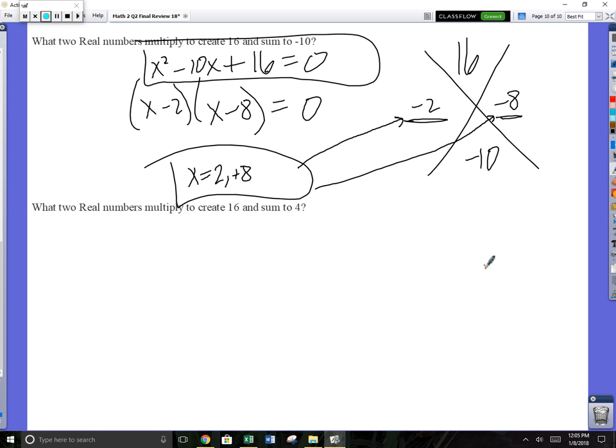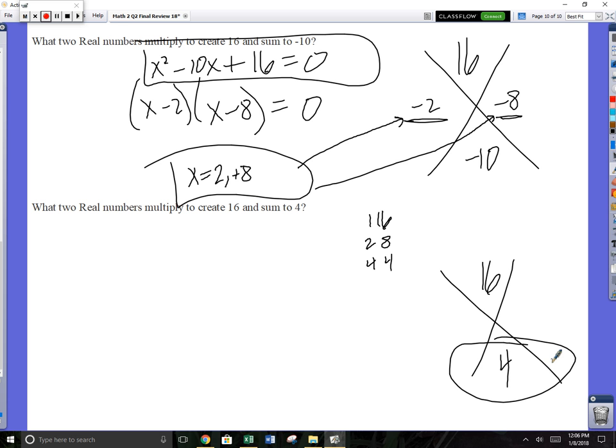Okay, so here we go. Let's try the bottom one, which is going to be a million times harder. What two real numbers multiply to create a 16, but they sum to give you 4? 16, they add to give you 4. And you go through the factors of 16: 1 and 16, 2 and 8, 4 and 4. And there's no way with these 6 integers that you can arrange them so that they add to give you 4. So your answers are not in the integers.